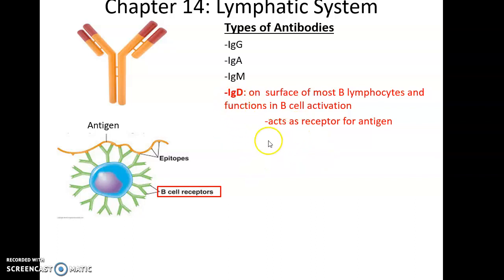All right, IgD. IgD is on the actual surface of the B lymphocytes. So remember, the B lymphocytes are able to bind antigens, either on a pathogen or on an antigen-presenting cell like a neutrophil or a macrophage. And those surface receptors are actually antibodies, IgD to be specific.